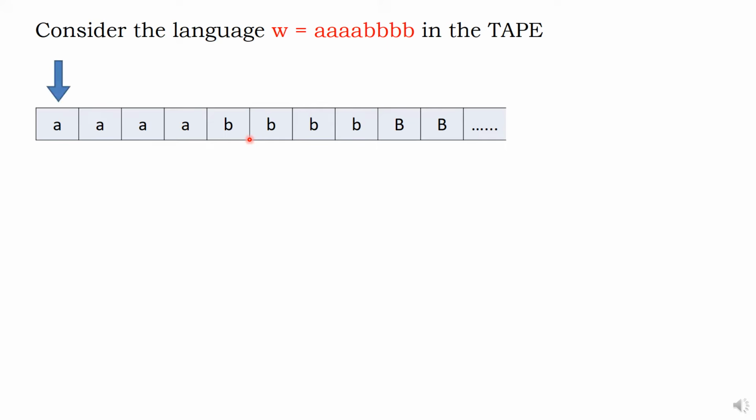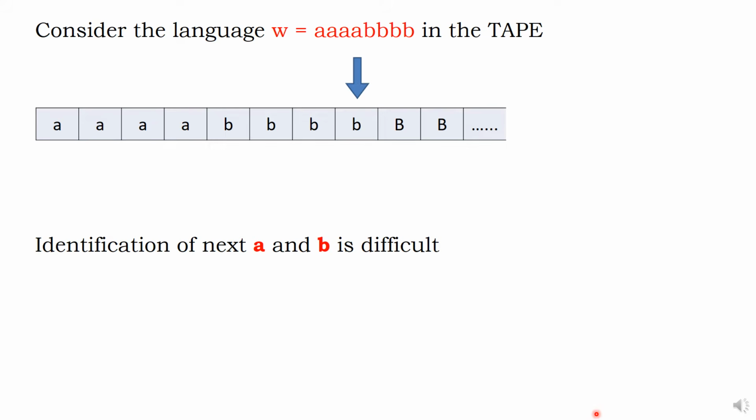Let us implement. There is an a and for that one a, I should have a b. There is a b. One more a, for that one more b. Another a, for that another b. Another a, for that another b. Now the problem here is how to identify the next a. For example, you are in the first a, then how to go to this a only, this b only. A Turing machine has no such knowledge, so we have to feed that.